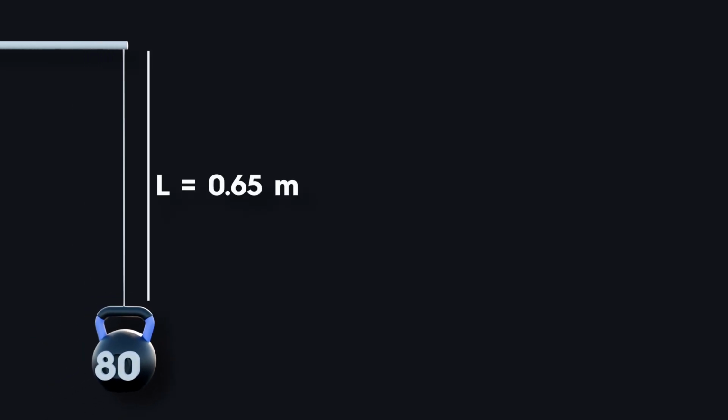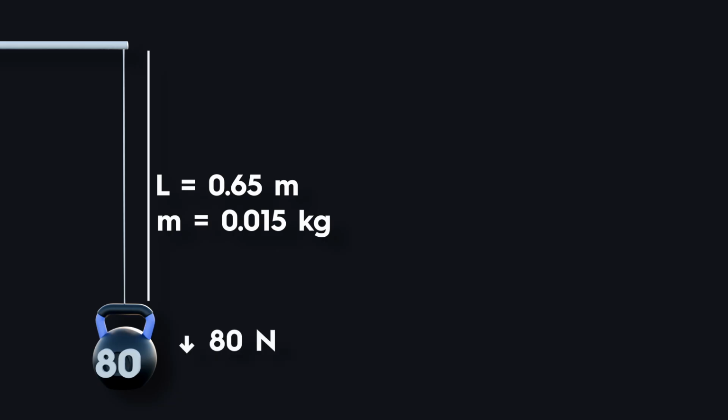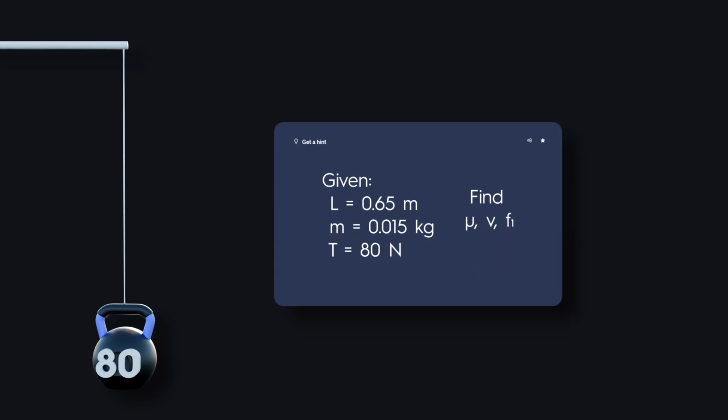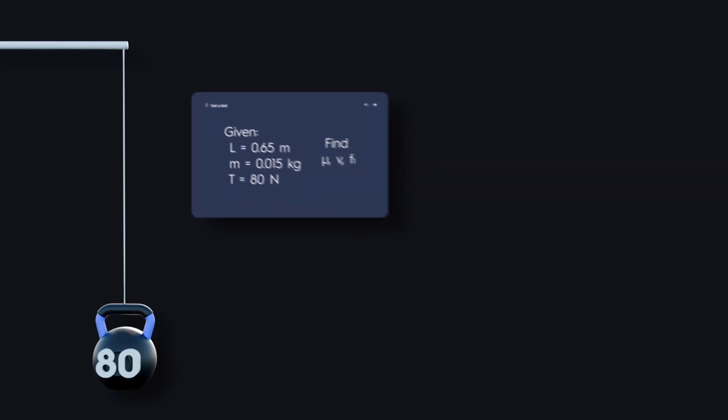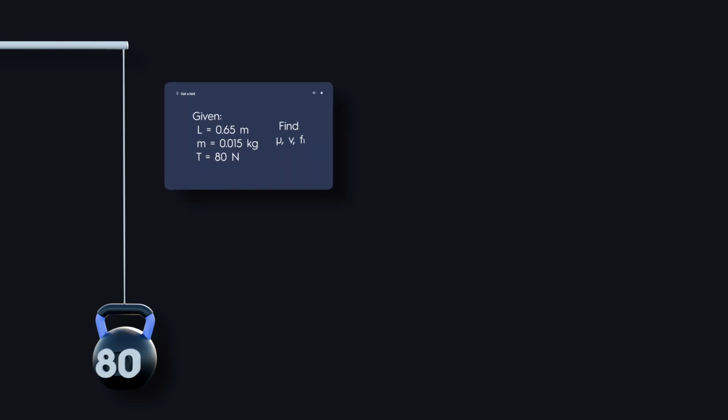Here's an example. A guitar string is 0.65 meters long, has a mass of 0.015 kilograms, and is stretched with a tension of 80 newtons. Let's find three things: its linear density mu, the wave speed V, and the fundamental frequency f sub 1. We'll start with the definitions and then plug in the numbers.